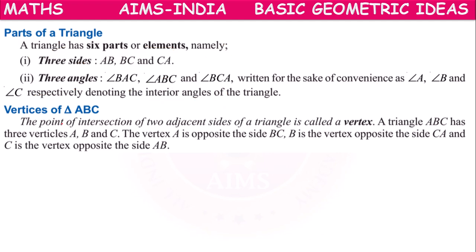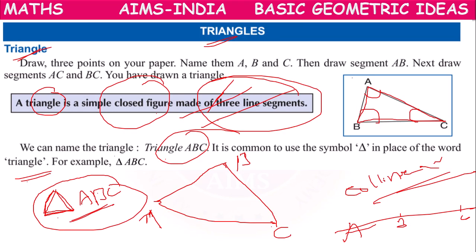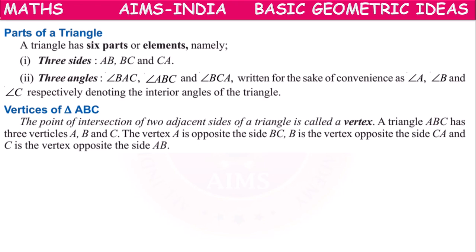And one more thing. Here, the line segment AB and line segment AC are intersecting at point A. So A is called a vertex. AB and BC intersect at B, so B is called a vertex. C is called a vertex. So here A, B, C are called vertices of triangle ABC. Vertex means the point of intersection of 2 sides. So a triangle consists of 3 vertices.